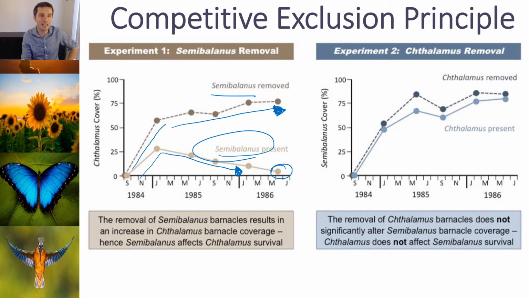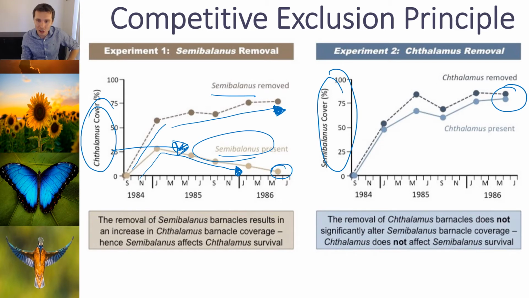So you can see here that the Chthamalus barnacle really does impact this population, whereas when we remove this other barnacle, the blue one, I should say when we remove the brown one, so we're left with the blue one, if you can remember that diagram, it doesn't drastically impact upon the niche. They use the words "significantly alter the Semibalanus barnacle coverage", and therefore it does not affect its survival. So you can see here that the Semibalanus barnacle really does impact the Chthamalus barnacle's growth and niche, whereas here it doesn't do so the other way around.